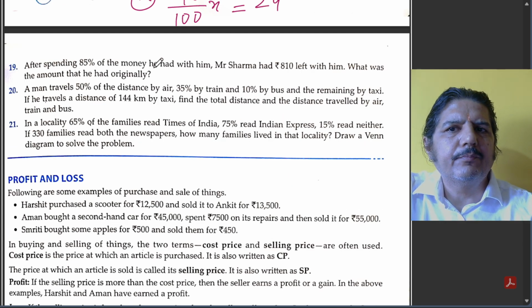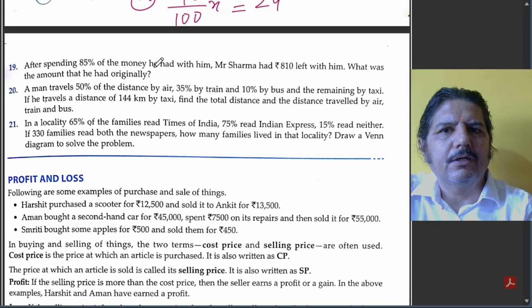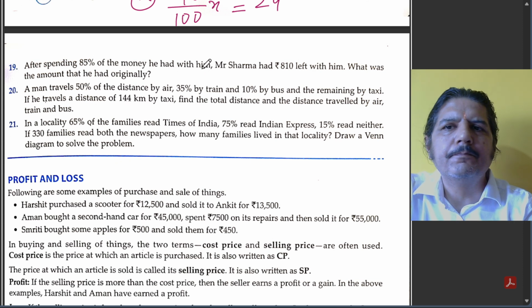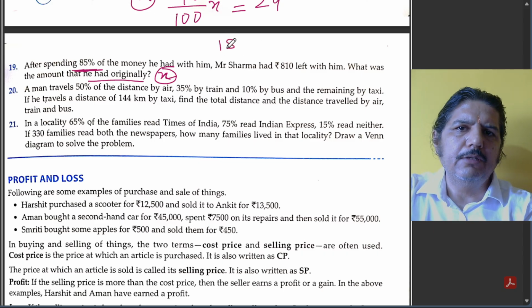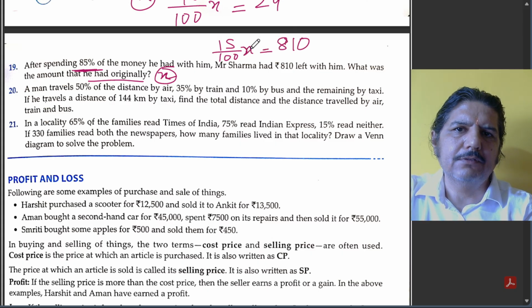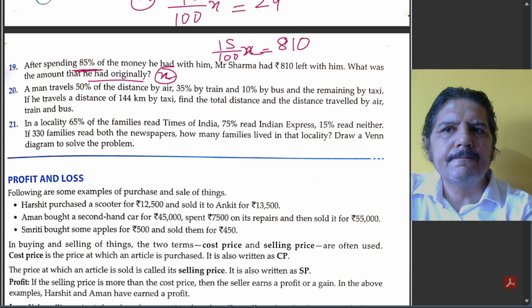After spending 85% of the money he had with him, Mr. Sharma had 810 left with him. What was the amount he had originally? So again, what he had originally, let us assume it to be X. Now he has spent 85%, so he would have saved 15%. So 15% of X would be equal to 810. So you solve for X and then you find the value of X.